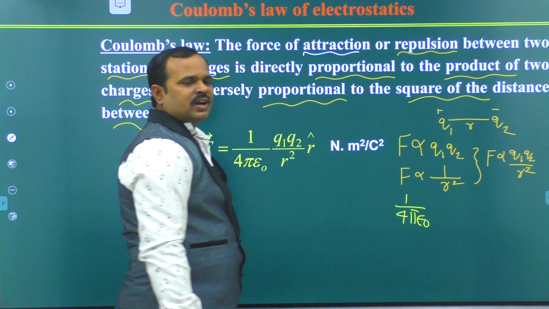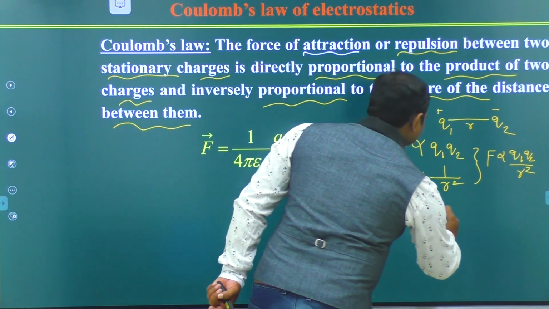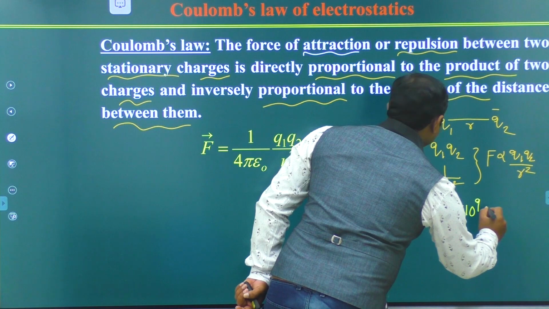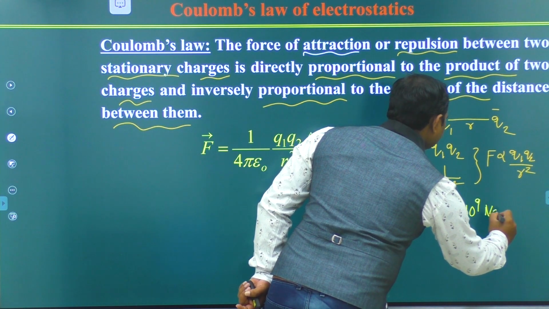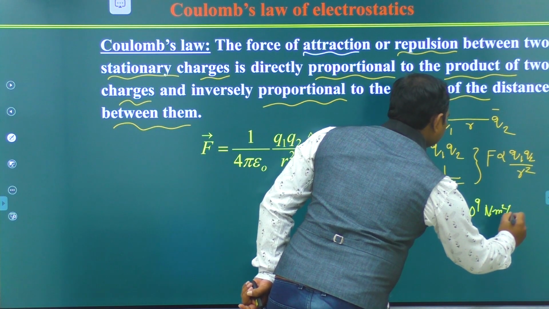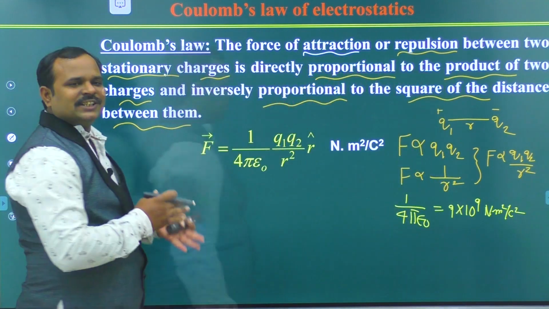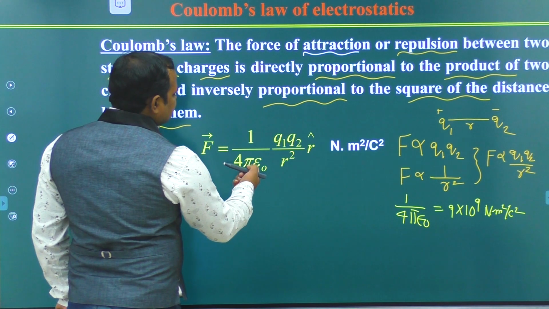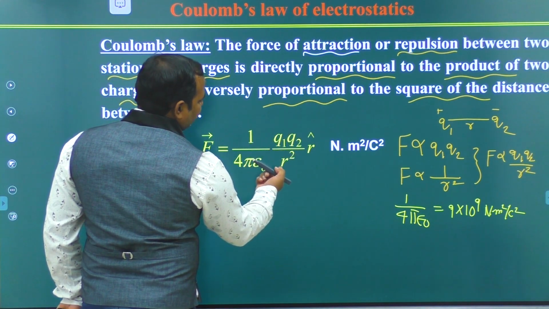1 by 4 pi epsilon naught, which is equal to 9 into 10 power 9 Newton meter square per Coulomb square. So this is Coulomb's law. F is equal to 1 by 4 pi epsilon naught Q1 Q2 by r square.